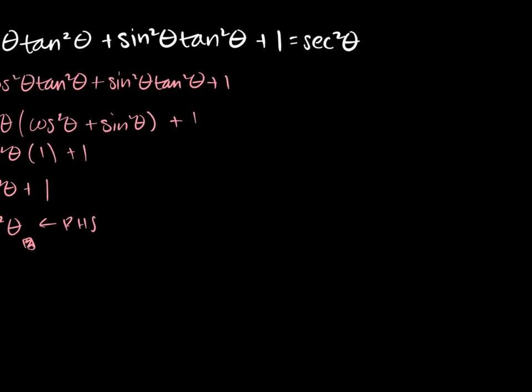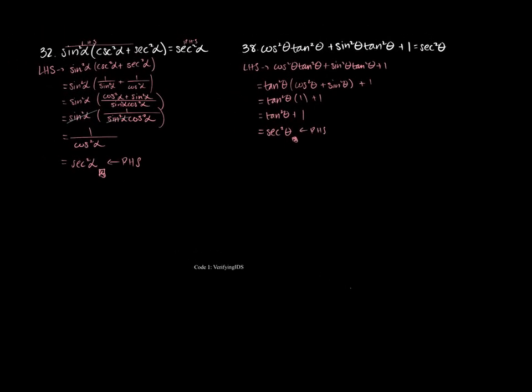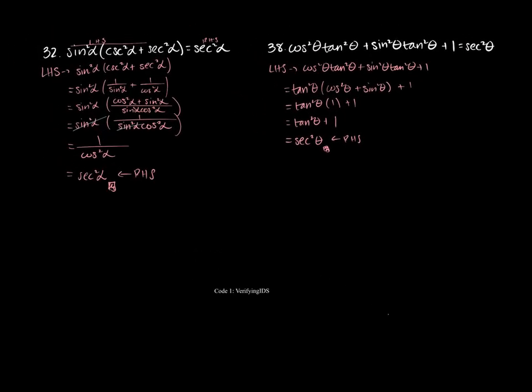Now, what's nice about proving identity is that there's more than one way to prove the same identity. So, for 32 and 38, you could have done them both the ways that I did them, or you could do them differently. There is no wrong way to approach a proof, as long as you get to the other side without doing anything that doesn't fit into the laws of mathematics.